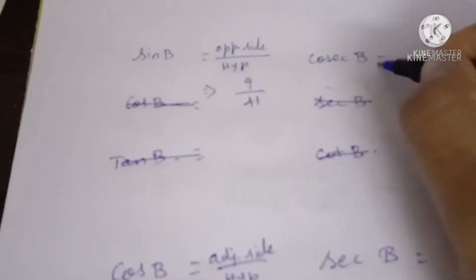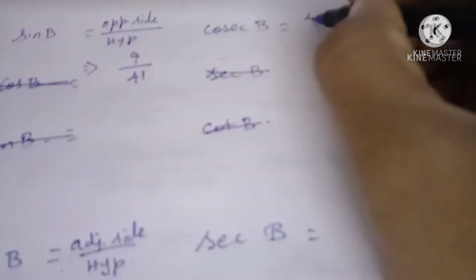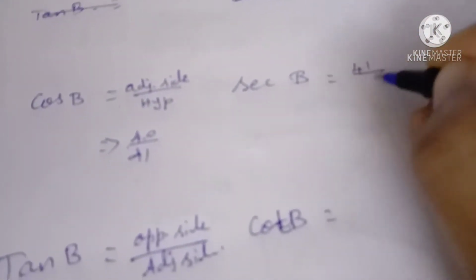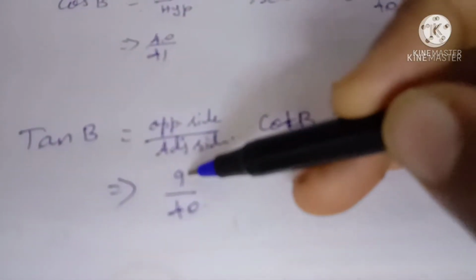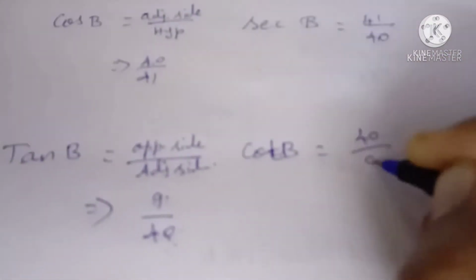Now cosec B is the reciprocal of sine. Here the sine value is 9 by 41. The reciprocal of 9 by 41 is 41 by 9. And the next one, sec B, is the reciprocal of cos B. Cos B is 40 by 41, which means the reciprocal of cos B is 41 by 40. Then cot B. Cot B is the reciprocal of tan. Tan is 9 by 40. Therefore the reciprocal of 9 by 40 is 40 by 9.